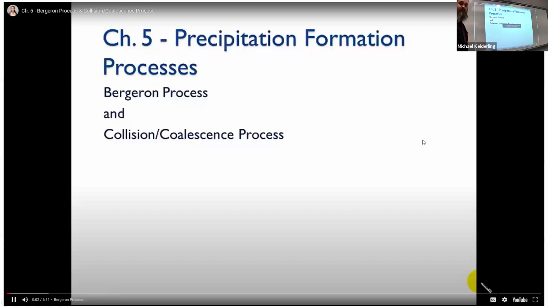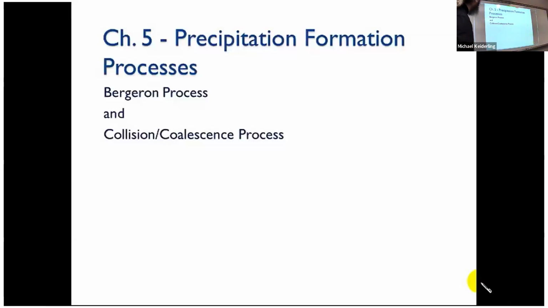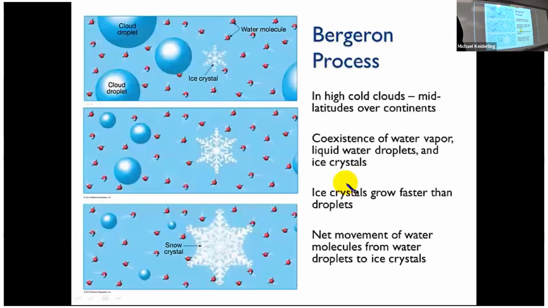Hi, class. I wanted to talk a little bit about the processes that form precipitation in clouds. And the two main processes that we're going to look at are the Bergeron process and the collision coalescence process. So let's start first with the Bergeron process. And the key here is that this process occurs in the higher, colder parts of clouds in the mid-latitudes over continents and over oceans as well.